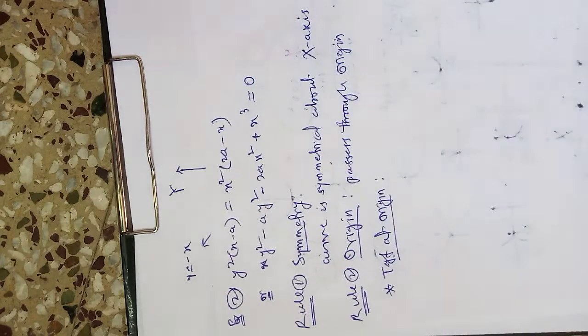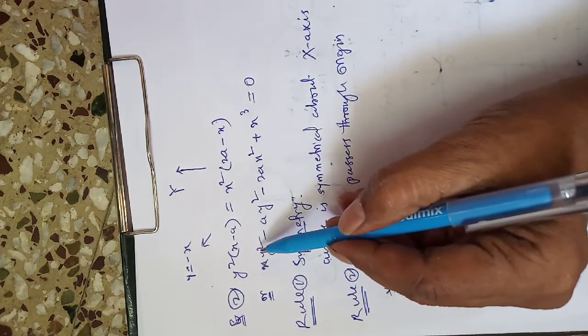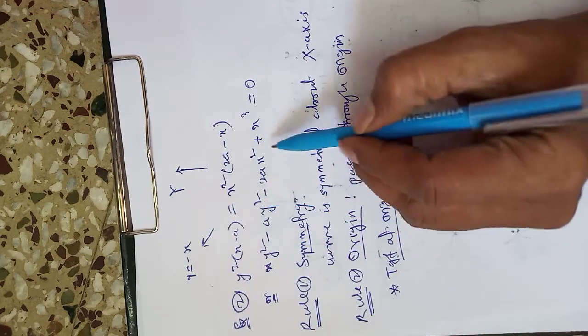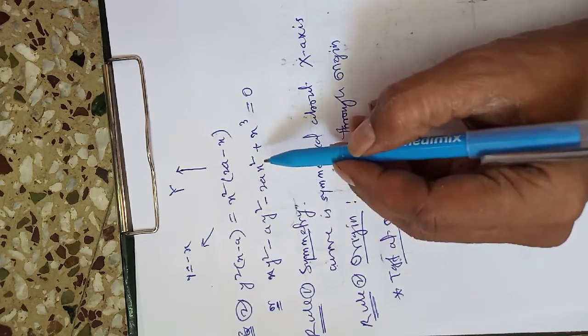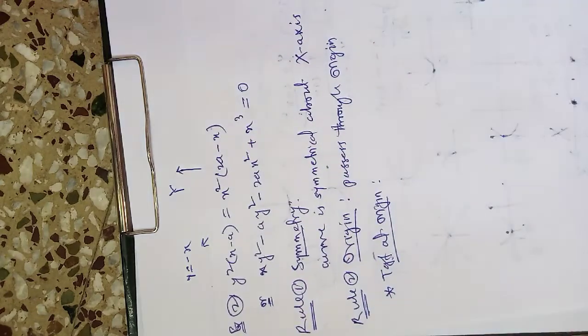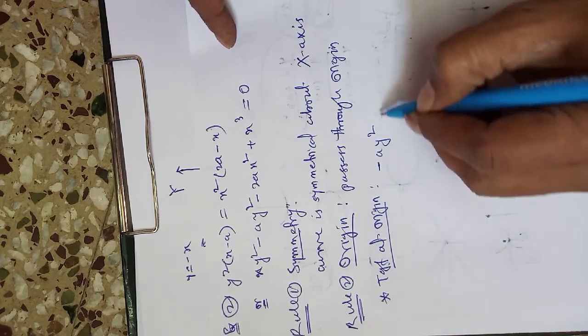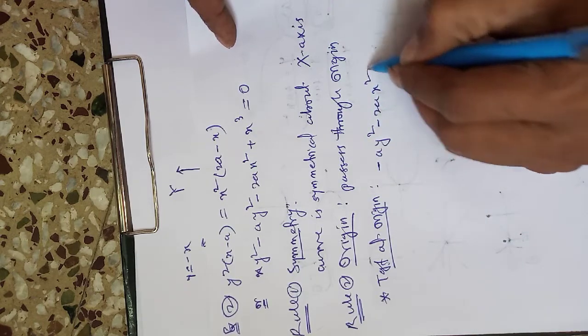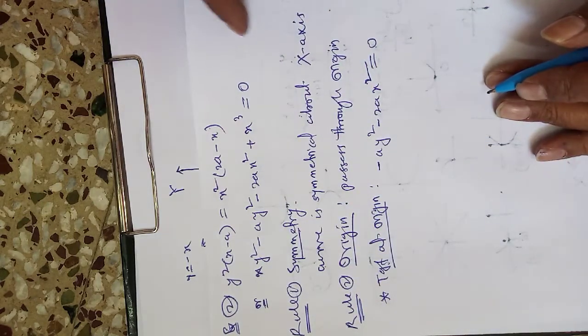So for tangent at origin, what we do, we collect the lowest degree terms together and we equate it to 0. So first we'll see the degrees of each term. Degree of this term is 3, degree of this term is 2, degree of this term is 2, degree of this term is 3. Okay, so lowest degree is 2. So lowest degree terms are minus a y square minus 2a x square. So we'll collect this and we'll equate it to 0.